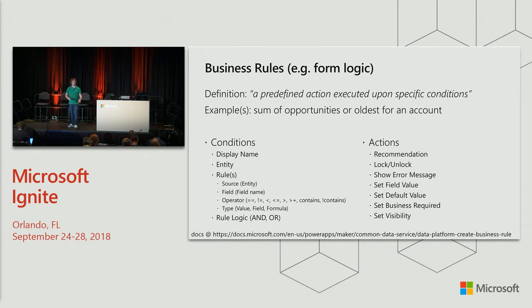And so on top of this, we've defined our entities, we've expanded those entities with fields, we have defined the relationships between different entities, we have calculated fields on specific entities, we have created roll-up fields or aggregations across entities, but there are other more advanced types of business logic or business rules as well. What is a business rule? A predefined action executed upon specific conditions.